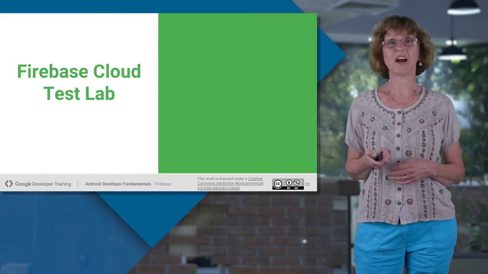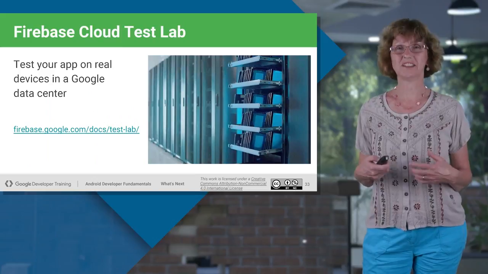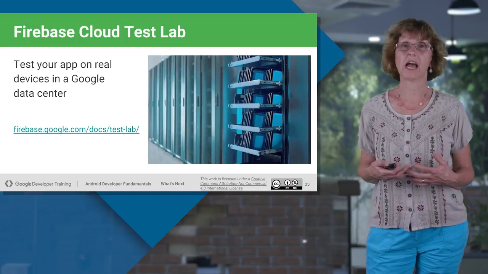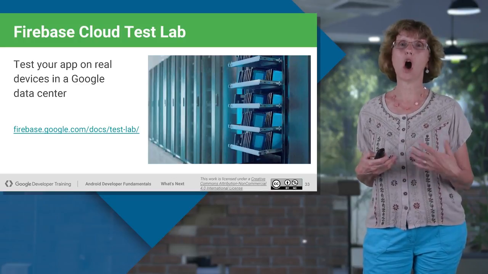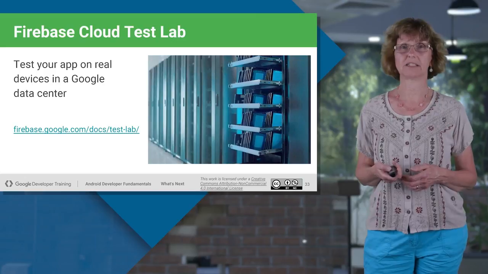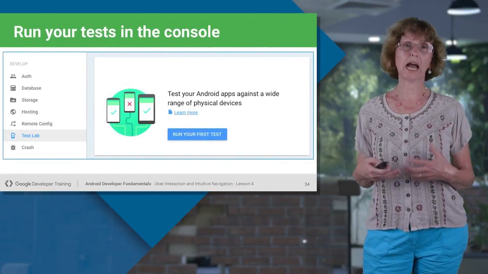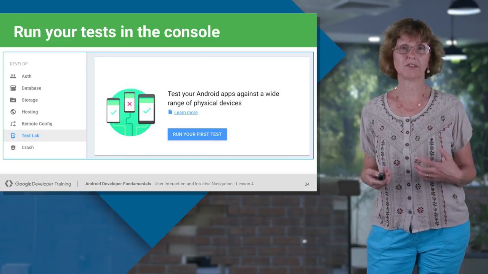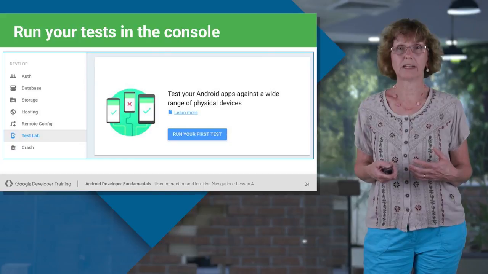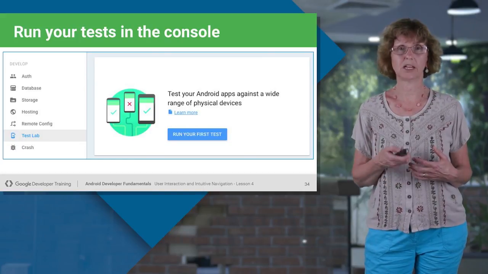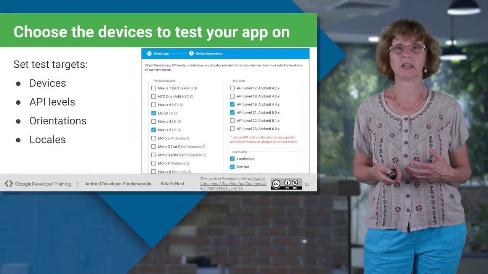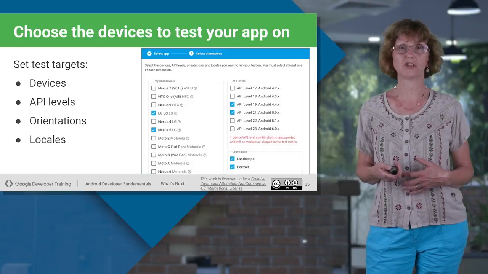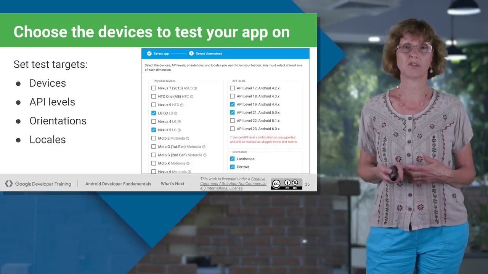So yeah, I love this one, the Firebase Cloud Test Lab. What this is, there's a collection of devices of all different kinds in a Google data center, and you can actually run your app on those devices, and that's the Cloud Test Lab. So once you have your app connected to the Firebase project, you can very simply run a test. You just click on Test Lab and you run your test. You choose what devices you want to target, what API levels you want to target, the orientations, the locales. You can click as many or as few as you want.